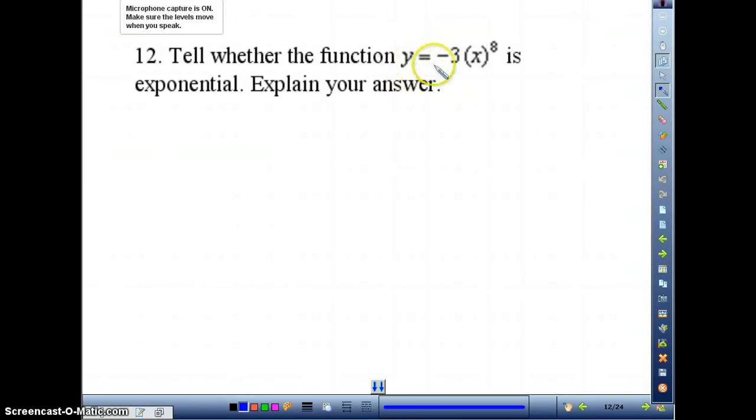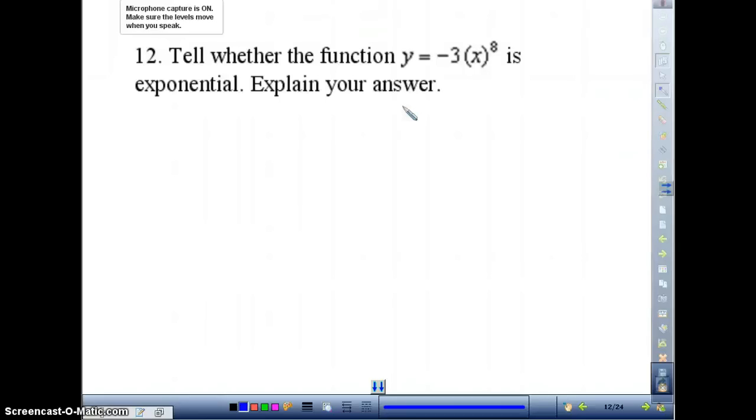Tell whether the function y equals -3 times x to the 8th is exponential. Explain your answer. You know what? I got a graphing calculator handy. I'm going to hit y equals, clear out that equation. I'm going to put in -3 times x raised to the 8th power, and then I'm going to graph it. Now, if you don't have a graphing calculator at home, why don't you Google that online graphing calculator? I'd even bookmark it. You need to take a look at the graph and see what you get. Okay? Is it exponential? You tell me.